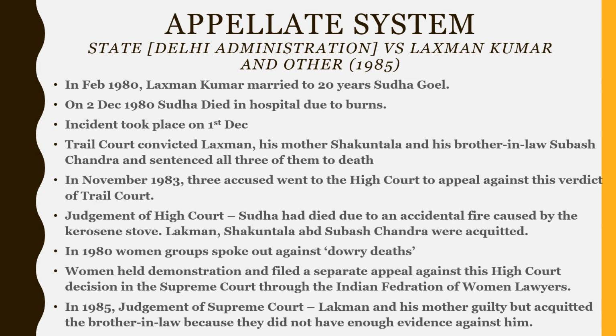In 1980, women's groups spoke out against dowry death, and this was a similar case of dowry death. So women held demonstrations and filed a separate appeal against this High Court decision in the Supreme Court through the Indian Federation of Women Lawyers. In 1985, the Supreme Court gave its judgment: Lakshman and his mother were found guilty, but the brother-in-law was acquitted because there was not enough evidence against him. So this is known as the appellate system, where the accused can appeal.